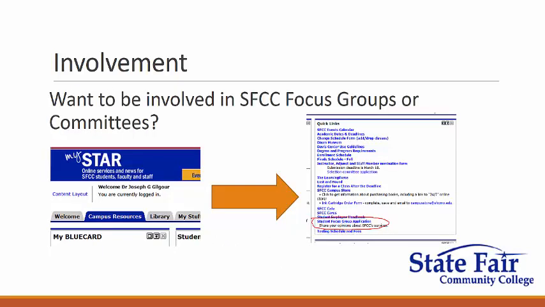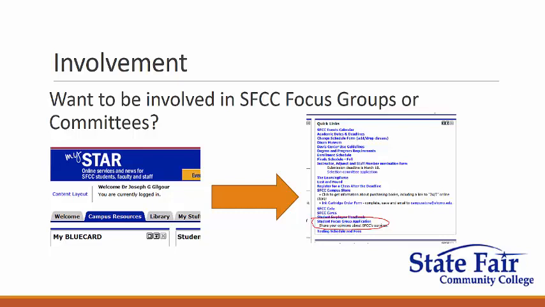If you want to be involved in some other things on campus, whether it be a focus group or a committee, then please go to the Campus Resources tab and fill out the Student Focus Group and Committee application. This application will put you in a group of people that allows you to be chosen for focus groups where we can gather your opinion and your ideas for the campus.